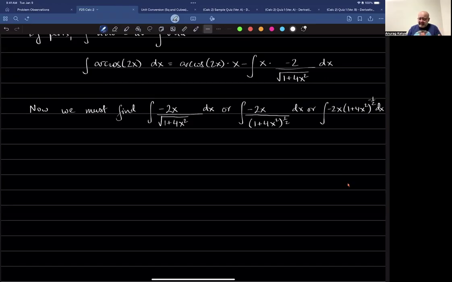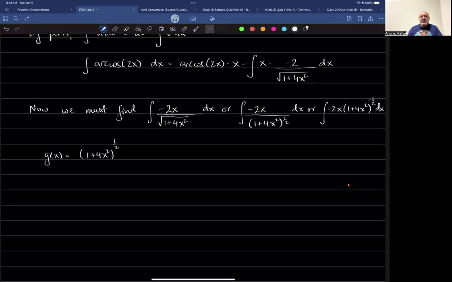The reason for this is the derivative of the inside of the parentheses is present on the outside of the parentheses. So this is the hallmark of a reverse chain rule problem. If the derivative of part of the problem is present in the problem, you can undo it using reverse chain rule, or it would have come from a chain rule derivative. Well, now we can guess. I'm going to guess that my g of x function is 1 plus 4x squared raised to the 1/2.